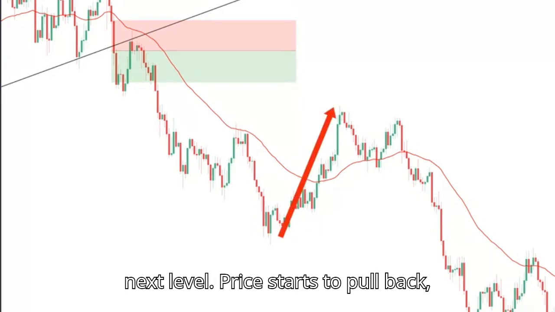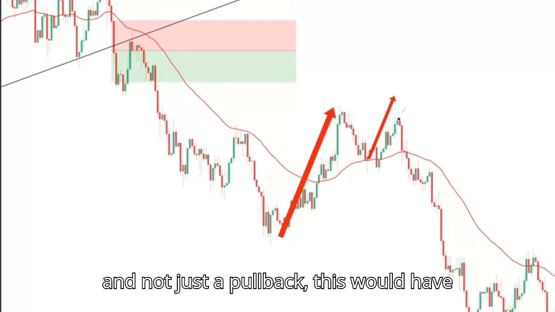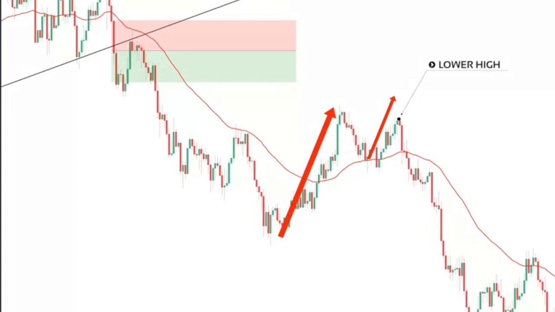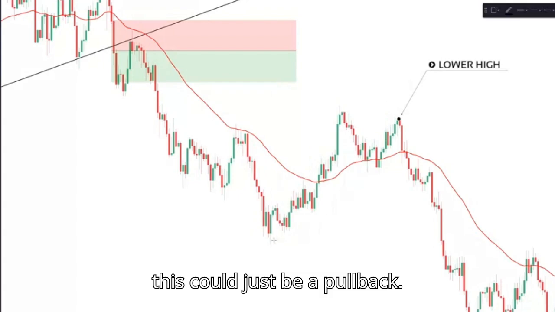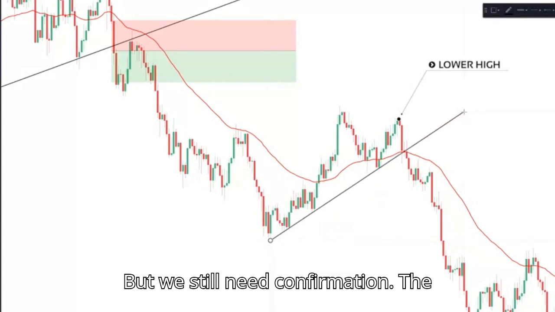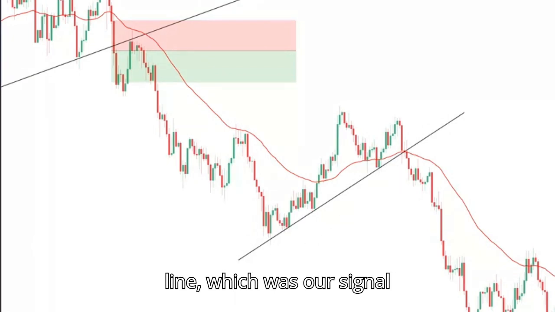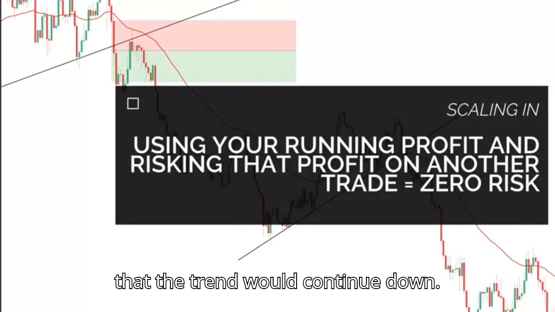Price starts to pull back, and if this was indeed a true reversal and not just a pullback, this would have made a higher high. But instead, it failed and made a lower high, signaling that this could just be a pullback. But we still need confirmation. The confirmation occurred through the break of this trend line, which was our signal that the trend would continue down.